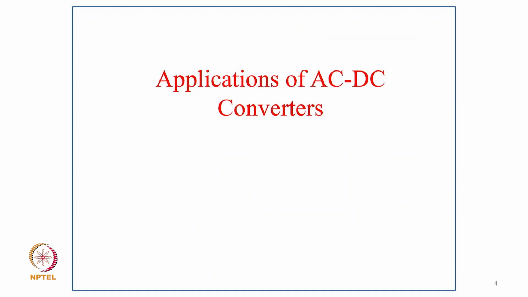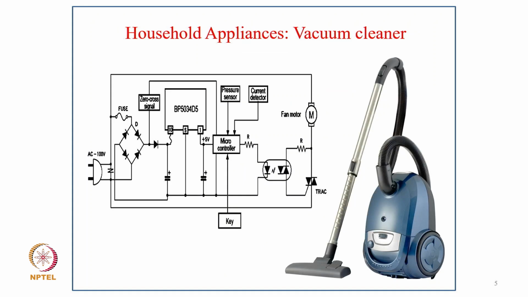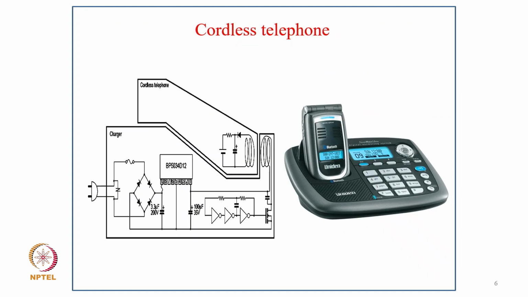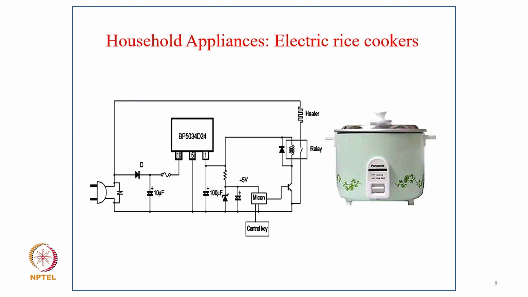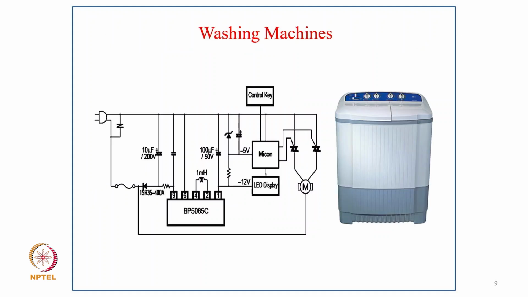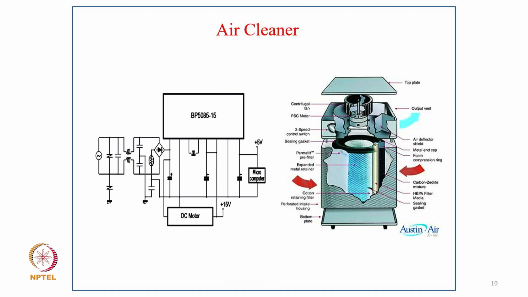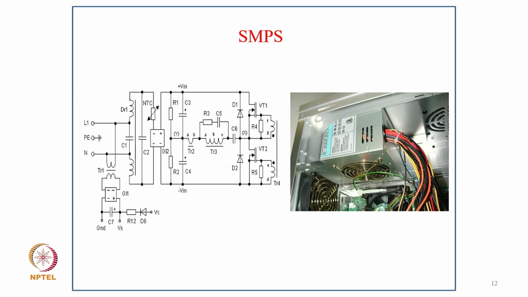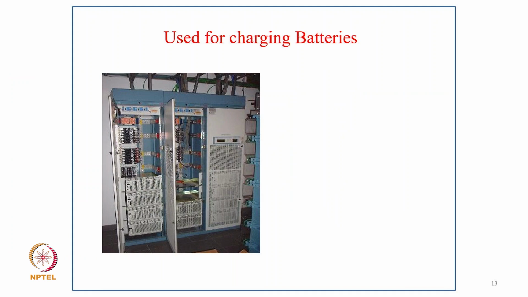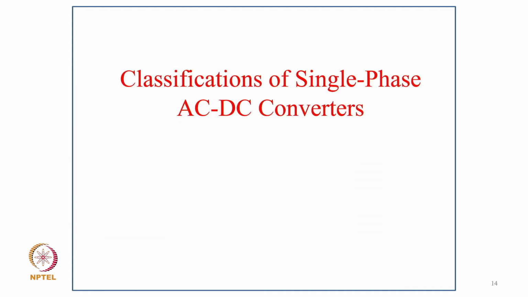Coming to the applications of AC to DC converters, these are typical applications in home appliances like a vacuum cleaner. Then we have cordless telephones, then DC motor control, then household appliances like electric rice cooker, washing machine, air cleaner. Then battery chargers, switch mode power supplies of computers, and charging large battery banks.